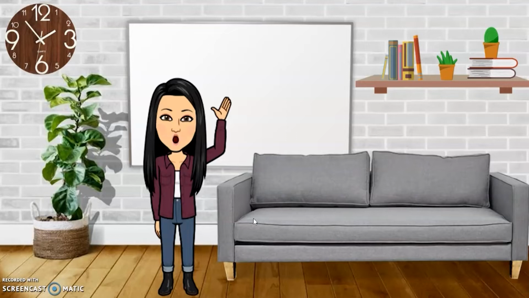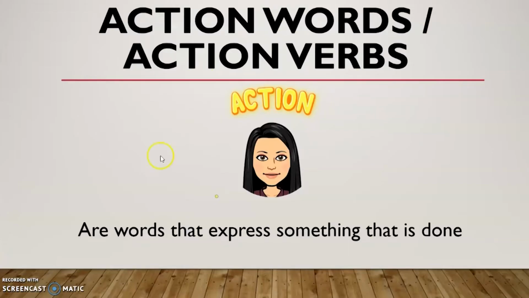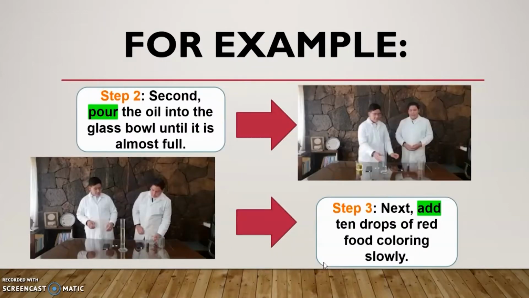Now, pay attention to the following words. They are called action words or action verbs. But where do we use them? Where are they? Okay, please pay attention. Those action words or action verbs are words that express something that is done. Okay, let's analyze those examples on step number 2 and number 3.